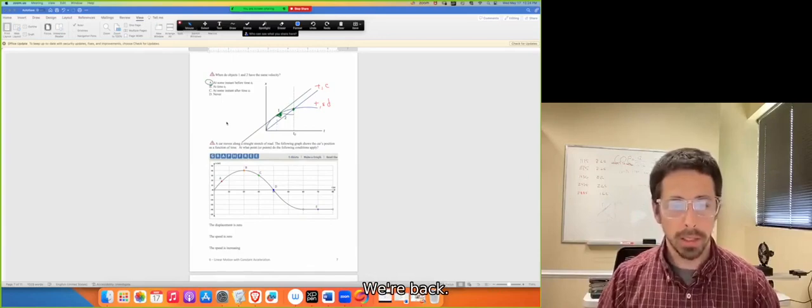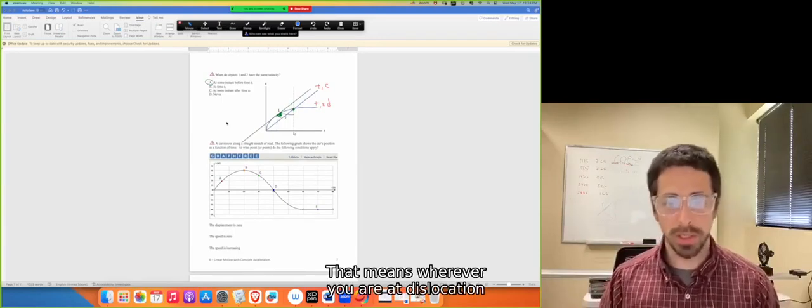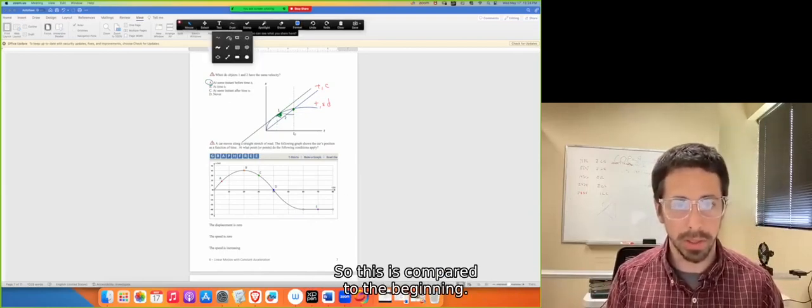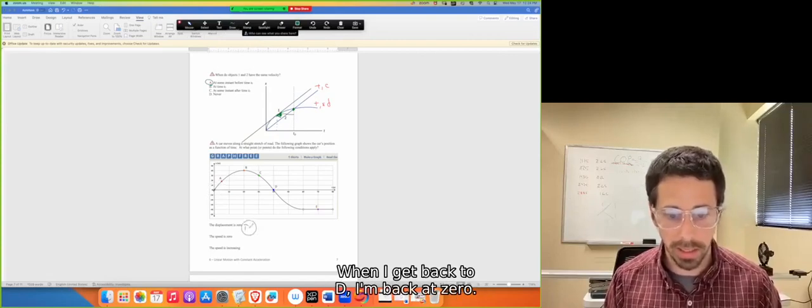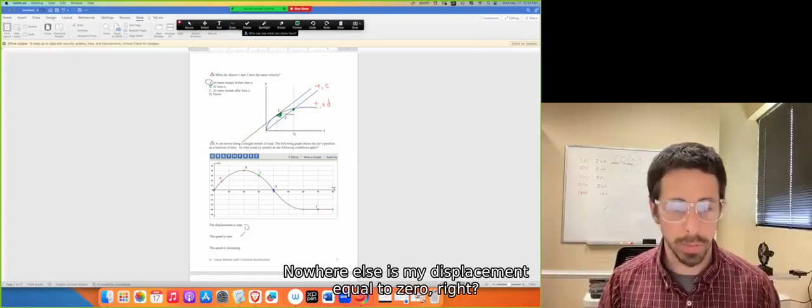And we're back. Displacement is 0. That means wherever you are at this location is exactly where you started at the very beginning, right? So this is compared to the beginning. At the beginning I started at 0, right? When I get back to D, I'm back at 0. Nowhere else is my displacement equal to 0.